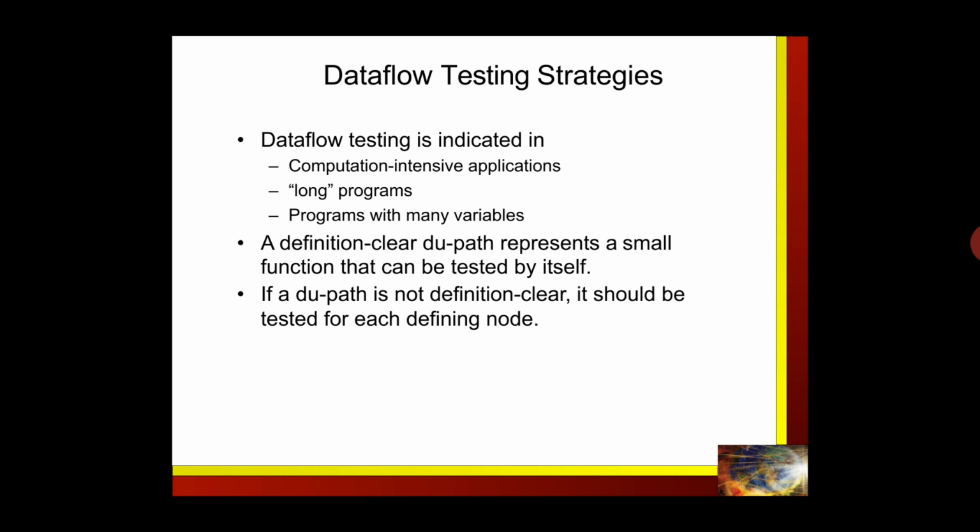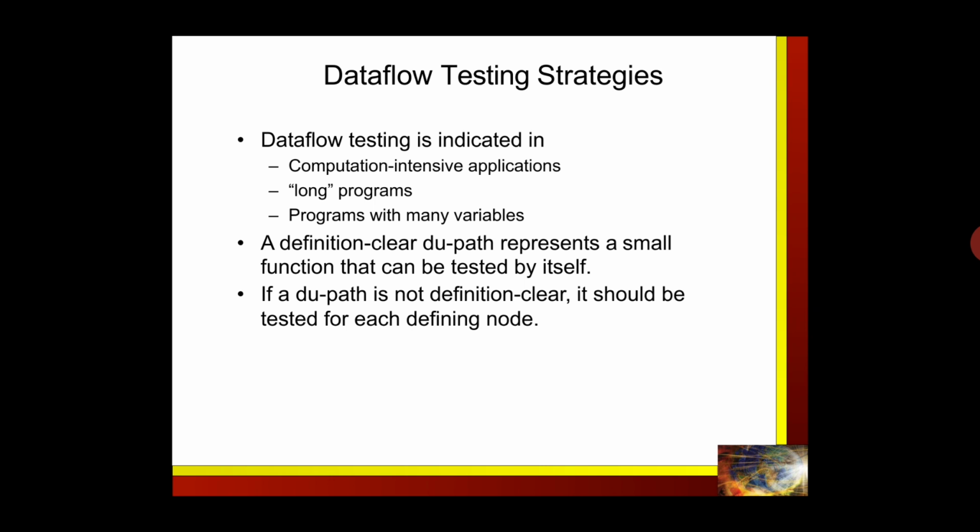The second point is regarding the definition clear path and the definition use path. A DC path, definition clear path, represents a small function that can be tested by itself. So coming to the DC path, what is actually a definition clear path? In a definition clear path, we have only two points. One is where the path starts, from the definition.